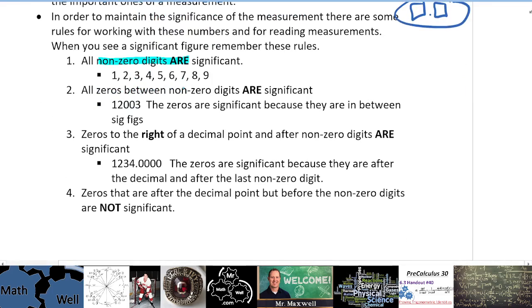Okay. The second rule, all zeros, so we know about non-zero digits. What about 0 digits? All zeros between non-zero digits are significant. So what that means is if you have a number like this, 12,003, well, this is significant, the 1, the 2 is significant, and the 3 is, we know that from rule 1. The zeros are always the ones that are in question, and if they are sandwiched between any other significant digits, they are also significant. So this has how many? 5 sig figs. And you will see me abbreviate sig figs SF's.